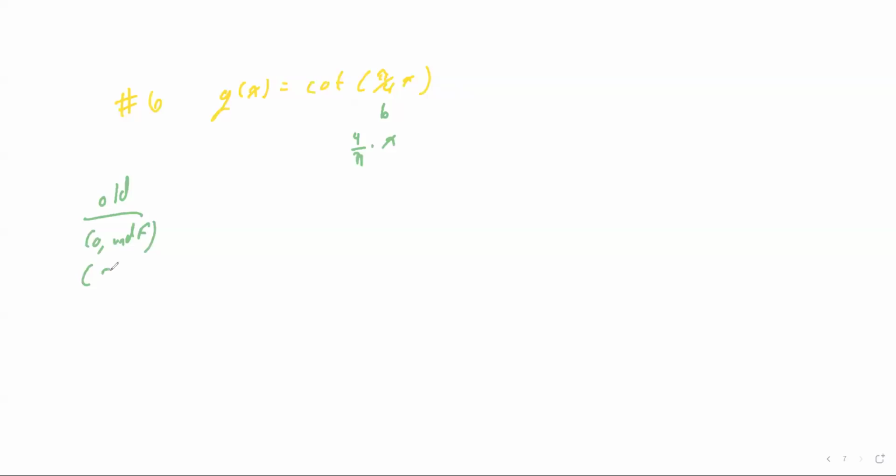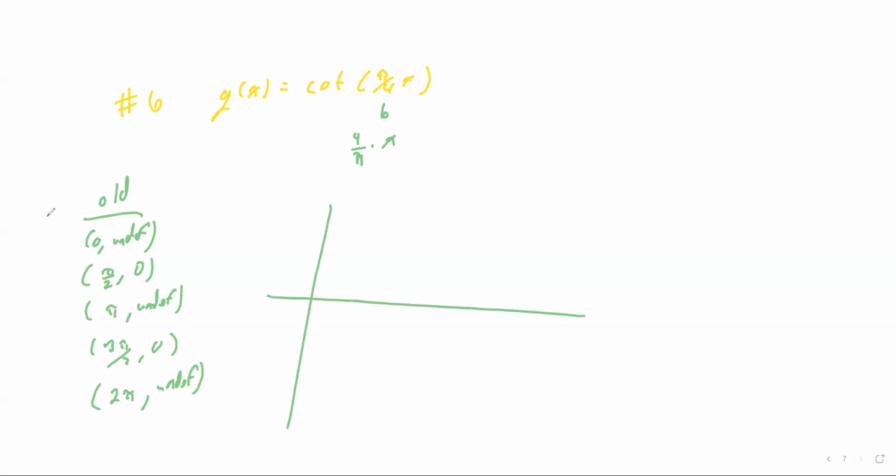This would be pi halves, comma, 0. This would then be 3 pi halves, comma, undefined. This would then be, 0 pi halves, this is just pi, my bad. This would be 3 pi halves, comma, 0. And then this would be 2 pi, undefined. All right, so again, we take our graph. Oh, nope, I got ahead of myself. Let's find the new points.